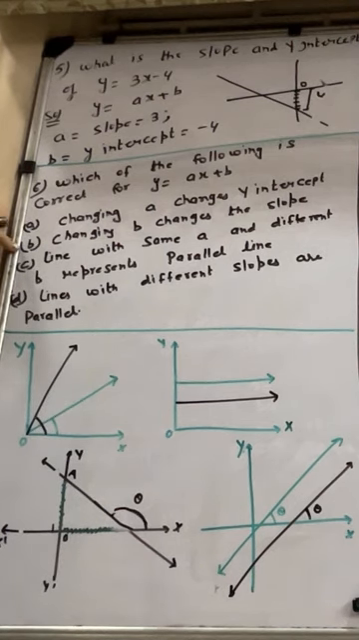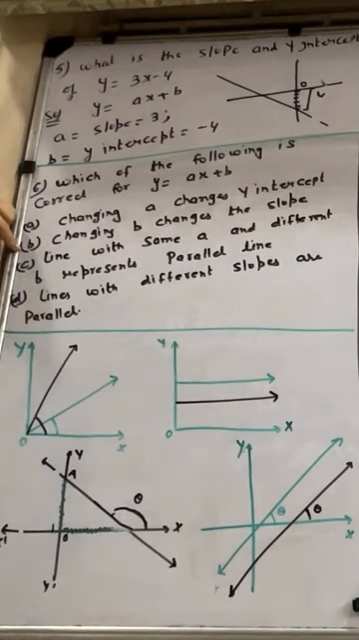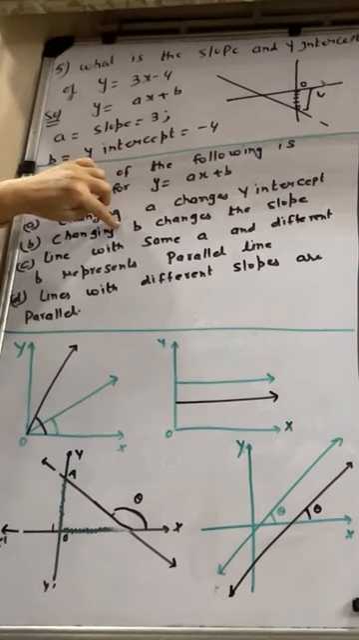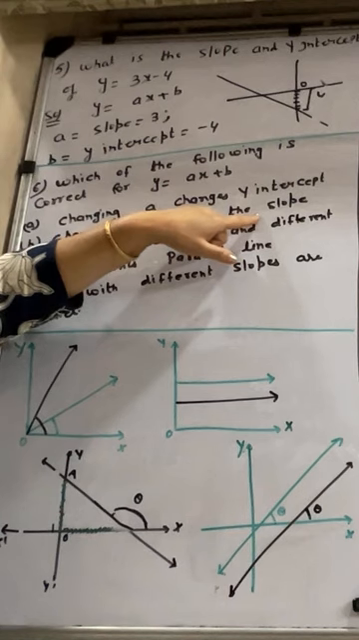Look at the second. Changing b changes the slope. This is also wrong because b is related to the y-intercept. It is not related to slope. So this one is wrong, right?